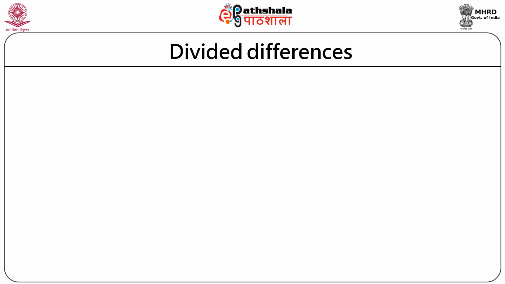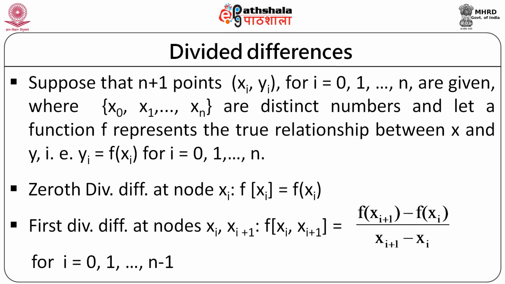Divided differences are defined like this. Again, we are just repeating: suppose that n plus 1 points x i, y i for i equal to 0, 1, 2, 3 up to n are given, where the x i are all distinct numbers, and a function f represents a true relationship between x and y. Now, this true relationship may or may not be known, but we are assuming that the true relationship is given by f, that is, y i is equal to f of x i for all i equal to 0, 1, 2, 3 up to n.